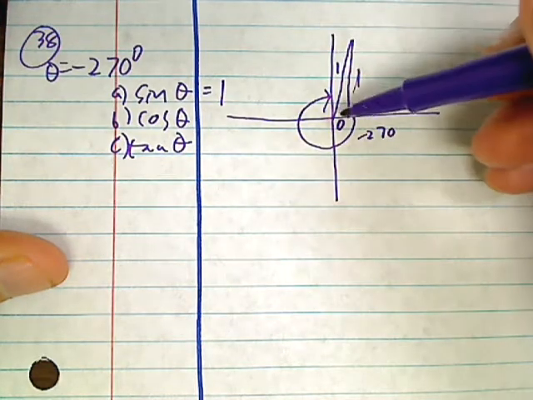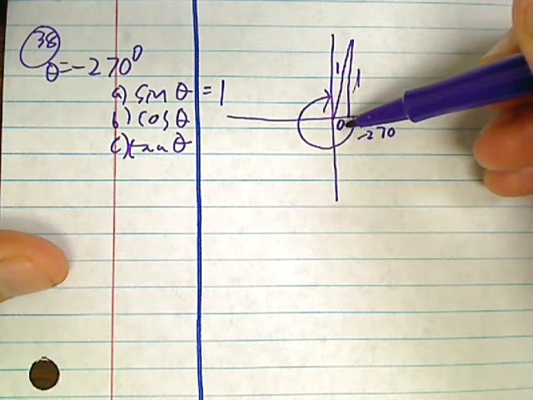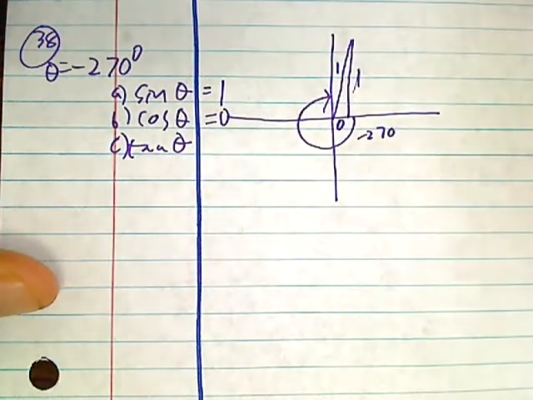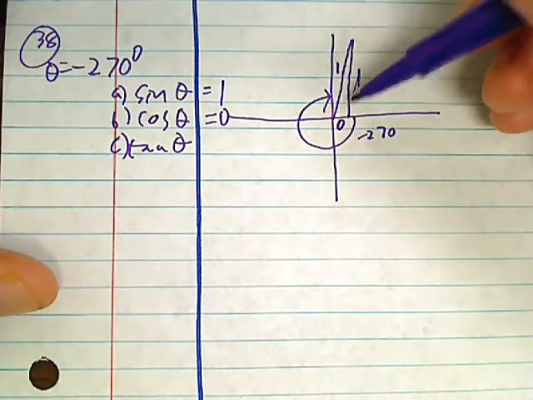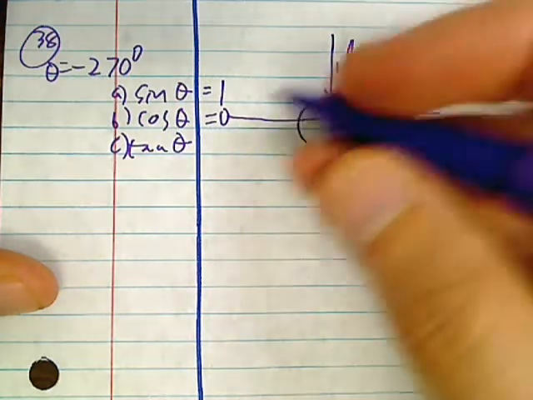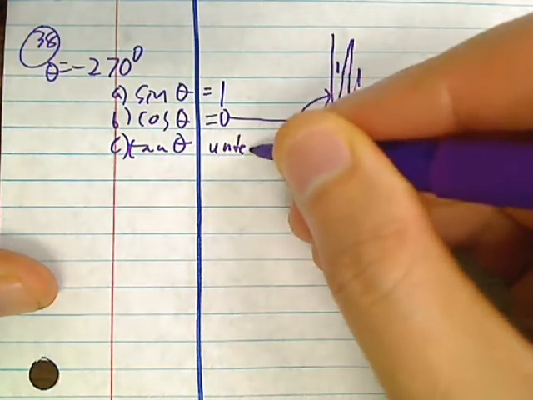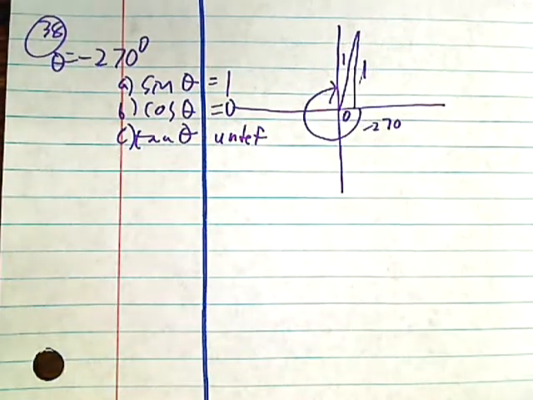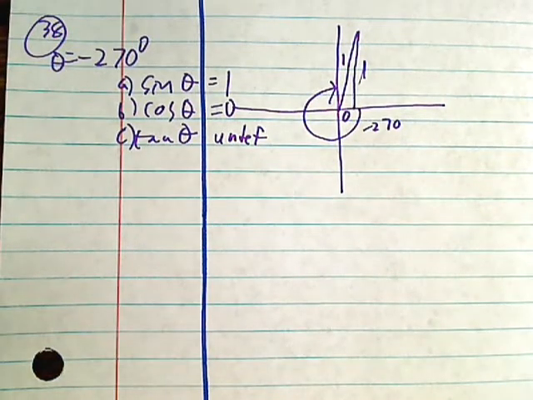The cosine is the adjacent over the hypotenuse. 0 divided by 1 is 0. And tangent is opposite over adjacent. 1 over 0. And that's going to be undefined. We can't divide by 0, so tangent is undefined for negative 270. And I'd encourage you to punch those in your calculator just to validate those. But yeah, they do work out.